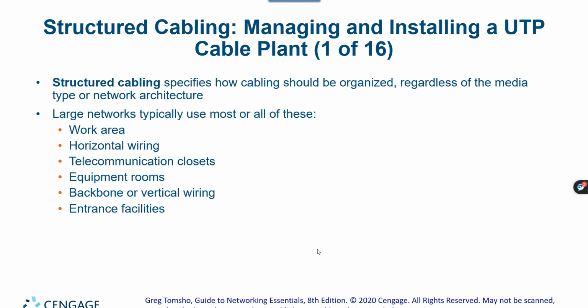We also have vertical wiring. That is wiring that goes between floors. Typically, that's going to be a backbone, or they also call it risers. Risers go between floors. And entrance facilities. Don't be fooled. Entrance facilities are not where your customers come into the building. That is where the cable company or your internet service provider is going to have their connection coming in and connects with your local LAN.